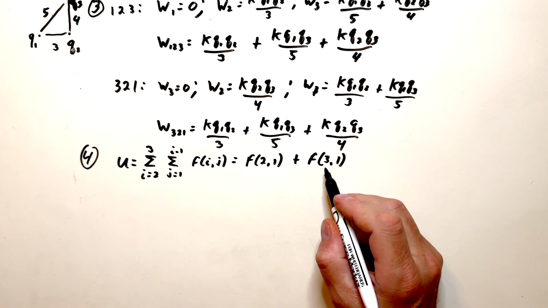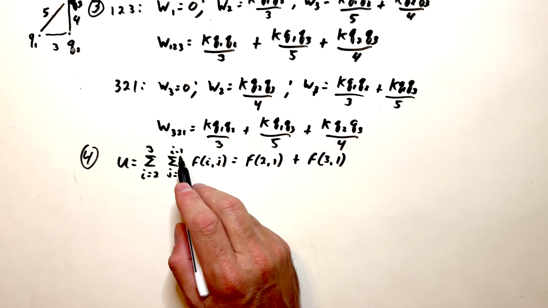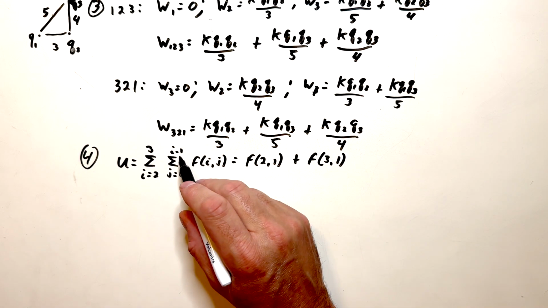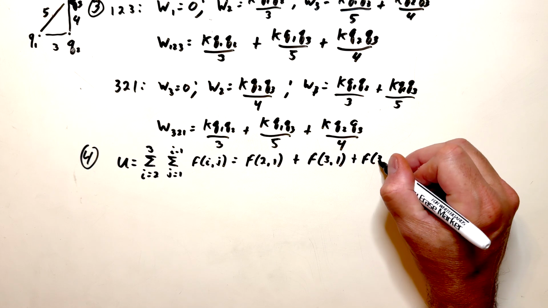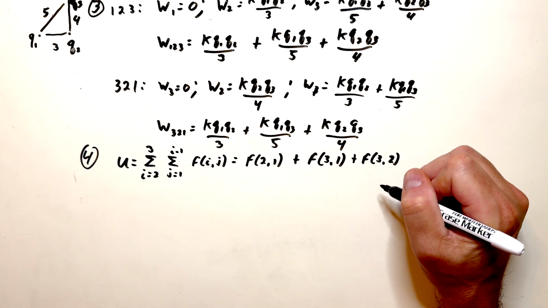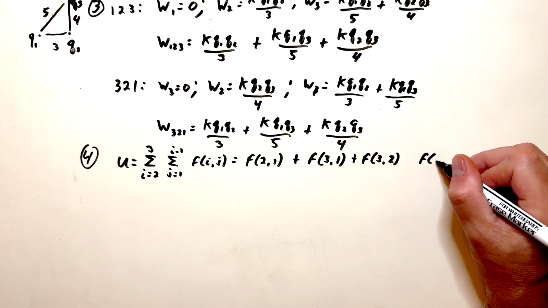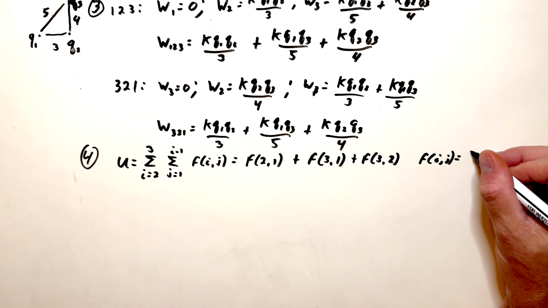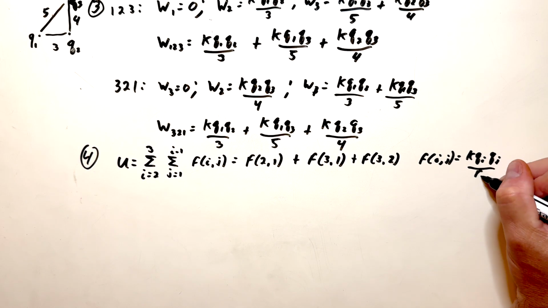And the reason we went to 3 is because when i was 2, the upper limit for the j sum is 2 minus 1, or 1, so we only have the one term. Now our upper limit is 3 minus 1, so we'll go up to 2. So we get f of 3, 1 plus f of 3 comma 2. And those are the terms, and we'll note that f of i, j is equal to k q_i q_j over r_ij.